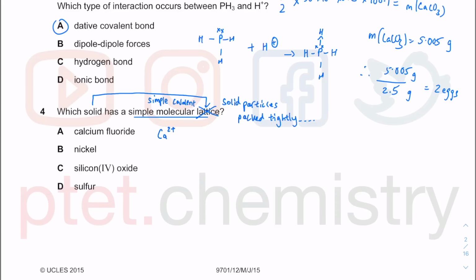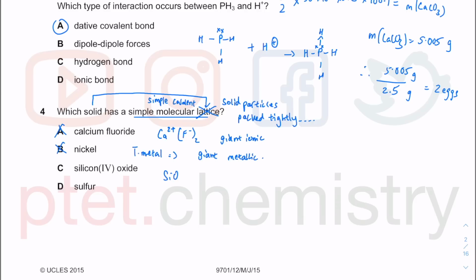We have calcium fluoride, Ca2+, 2 of the F minus. This is a giant ionic, so definitely not a simple molecular. Nickel is a transition metal, so from there you know it has a giant metallic structure, so you essentially have metallic bonding between the metal cations and the sea of delocalized valence electrons.